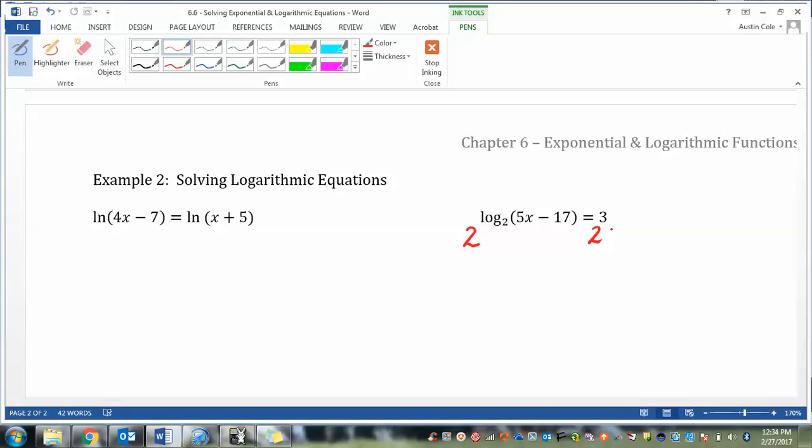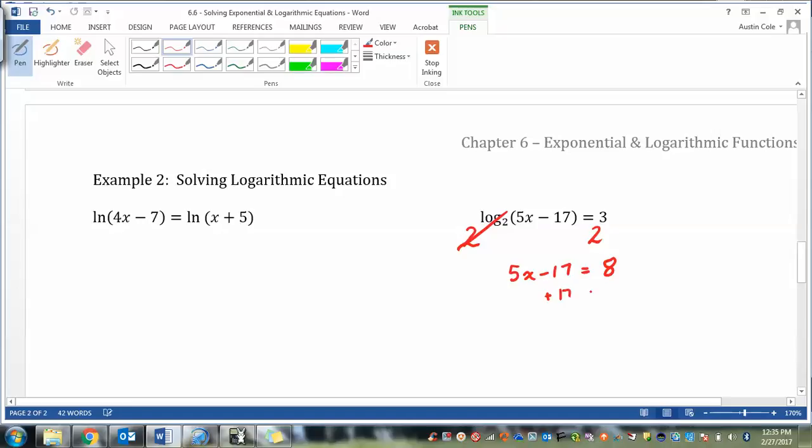Remember, anything you do to one side of the equation, you can do to the other. So now when I do 2 to the log base 2, those will cancel. On the left side, I'm just left with 5x minus 17. And on the right, what's 2 to the third power? 8. Guys, a huge area of concern is people calling that 6. Because we're just sloppy, we think 2 times 3, bang, 6, and everything we do after this doesn't matter, it's wrong. It's 2 to the third power, which is 8.